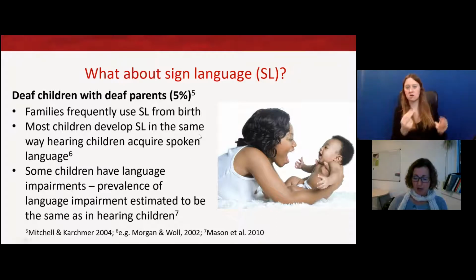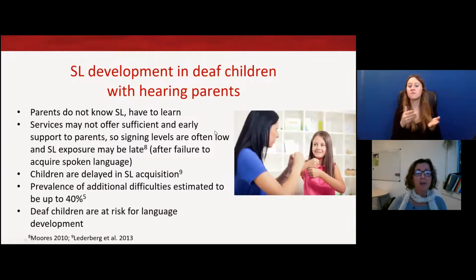So of the larger proportion of children who have hearing parents, what happens there? Parents typically don't know sign language until they have a deaf child, and so they have to learn it. It very much depends on the sorts of support they have to help them learn sign language, and of course their own motivation. But what we see very typically is that signing levels in hearing parents are low, certainly not the same as in native signing deaf parents. And often sign language exposure to children is correspondingly late.